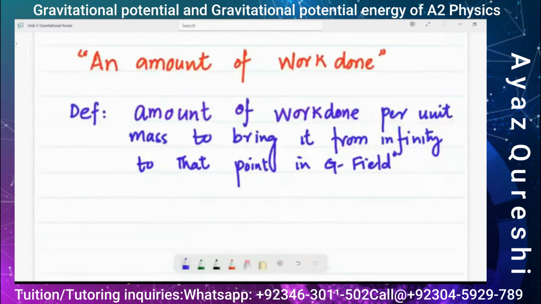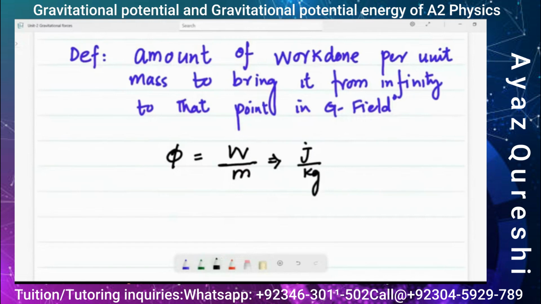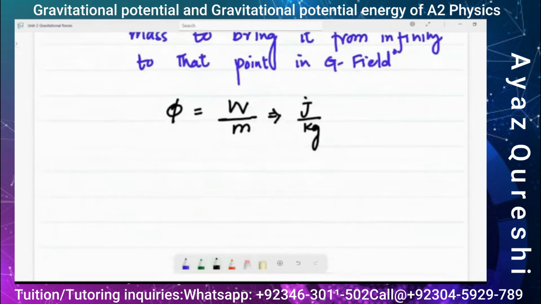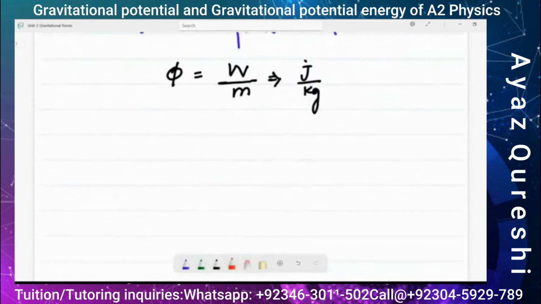So its defining equation is that gravitational potential is work done per unit mass. This defining equation leads you towards its unit, joule per kg. And for the equation exactly related to gravitational potential, that is the work due to gravitational force, so it would have a different formula.